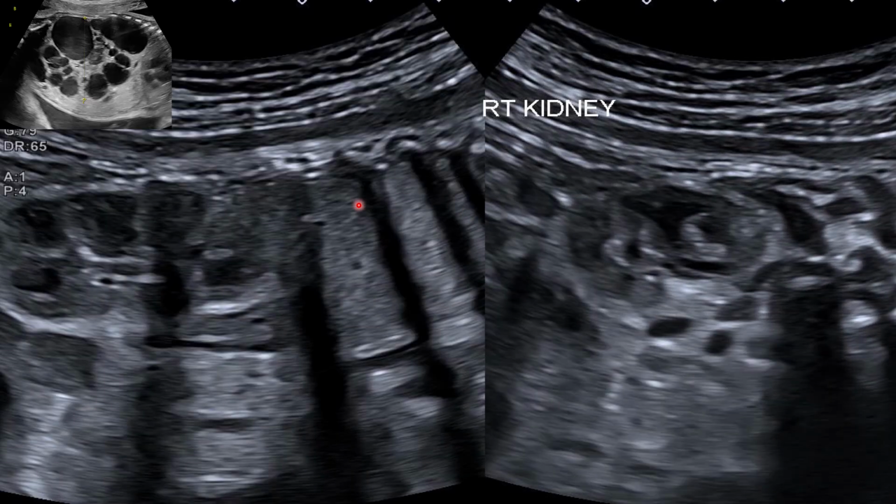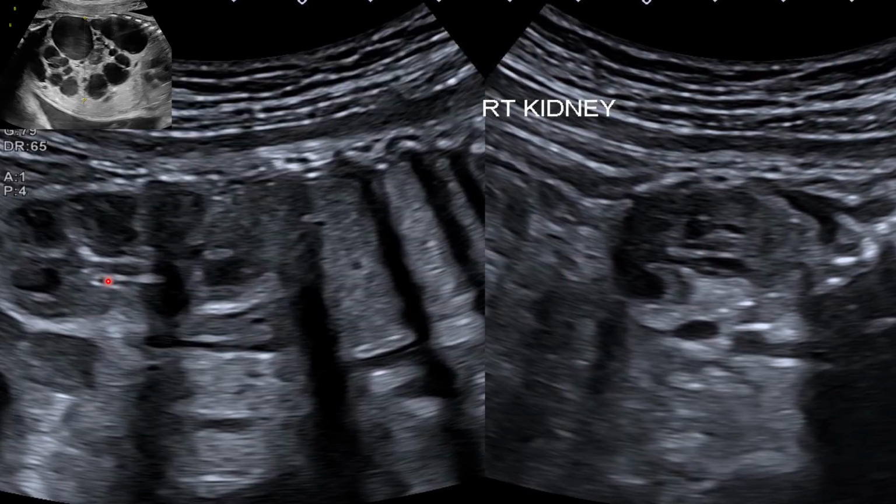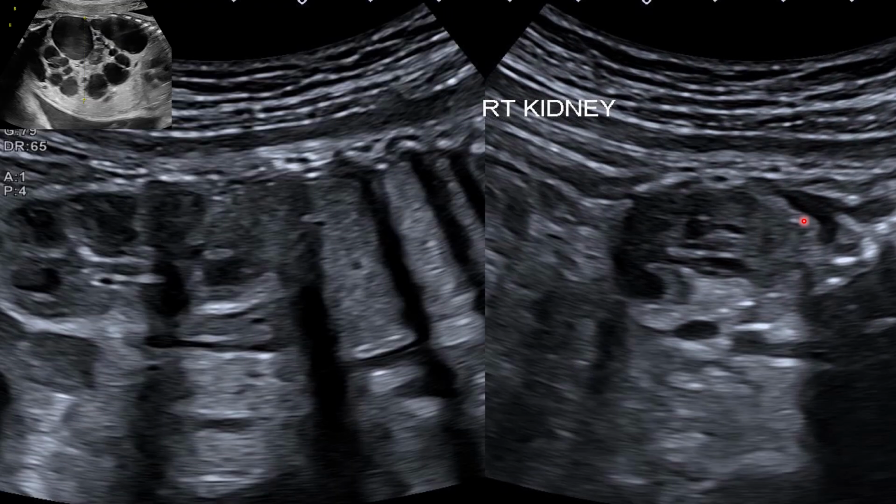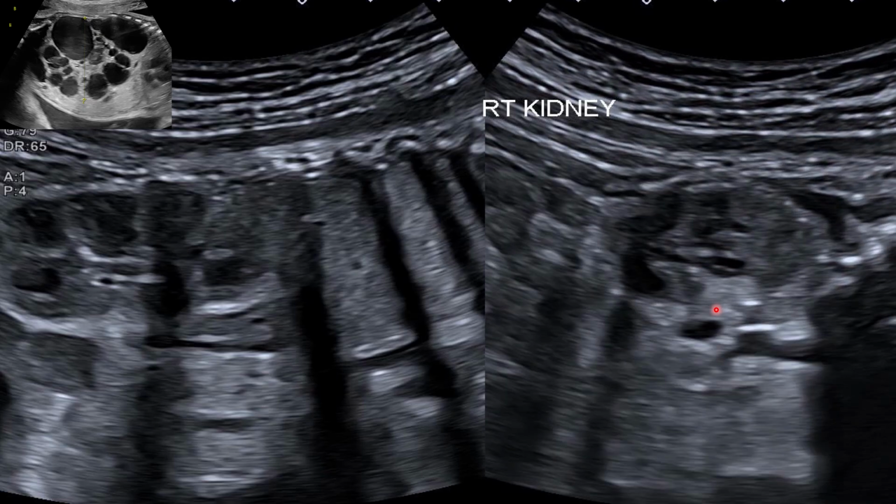You can also check for duplicated collecting system. If you acquire a nice image like that, you can see the duplicated collecting system. Then you can also see ectopic kidneys, the horseshoe kidneys. There can also be renal cysts that you can identify. You can also see renal tumors if they are present, that's where you can see nephroblastomas. You can also check for obstructive uropathy, then echogenic kidneys.